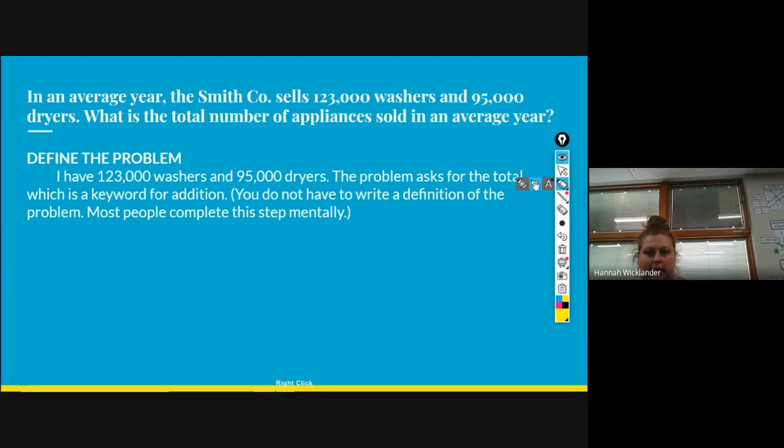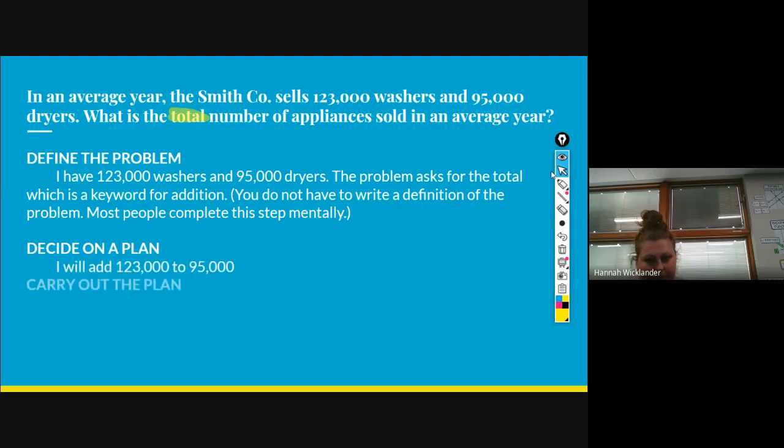So I come here and I'm looking at this part right here, the total. That word in the story problem means I need to do addition, because whenever I see the word total, I think addition, because if I look on my keywords sheet, it's in the addition column. Okay. Next, decide on a plan. So what am I going to do? I'm going to add together the 2 numbers in the story problem. Step 3, do the math. So I add those 2 numbers together and I get 218,000 washers and dryers.